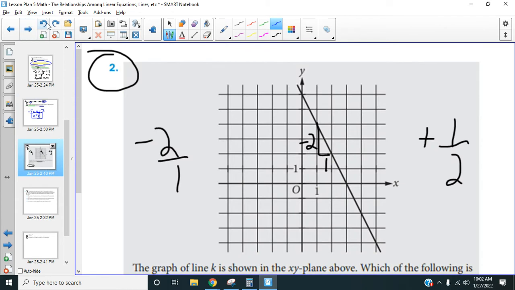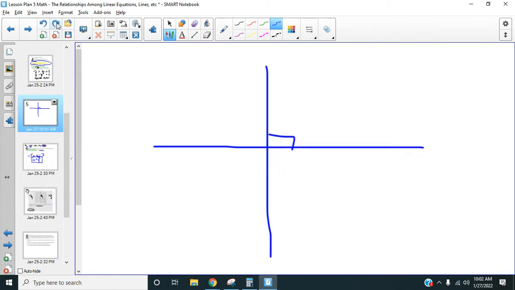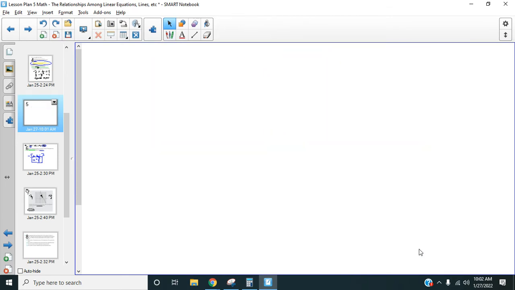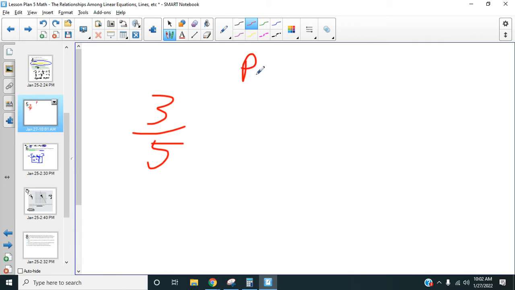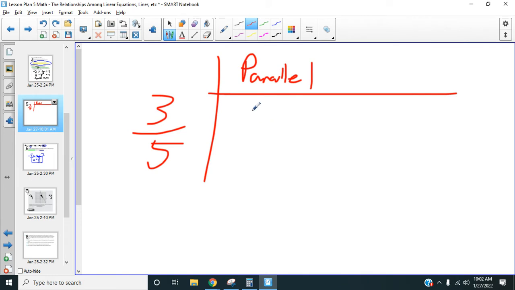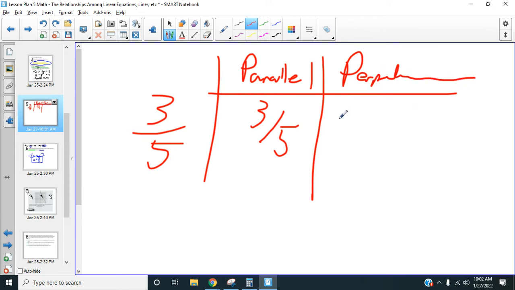Now, give me an example here. Somebody give me a slope right now. Shout it out. 3/5. So if you had a line that had a slope of 3/5, if another line was parallel to that, what would the slope be? So parallel would be 3/5. What about perpendicular? It would be the opposite and flipped. That's what the slope would have to be, right? It had to be opposite and flipped.